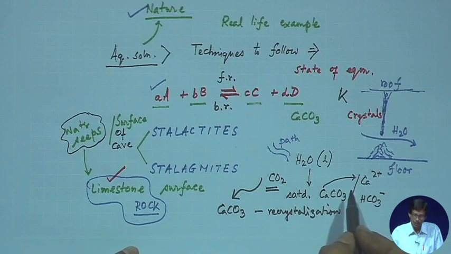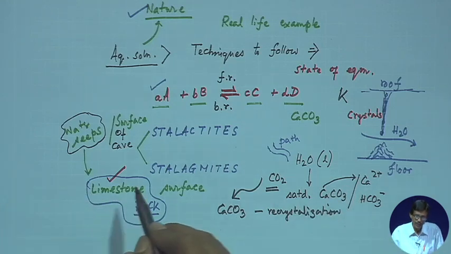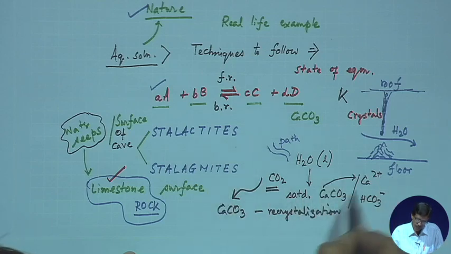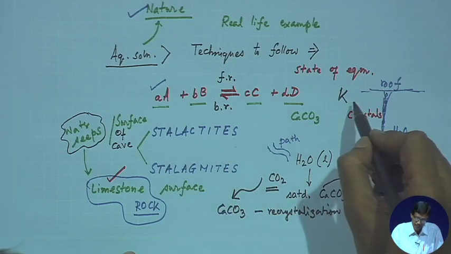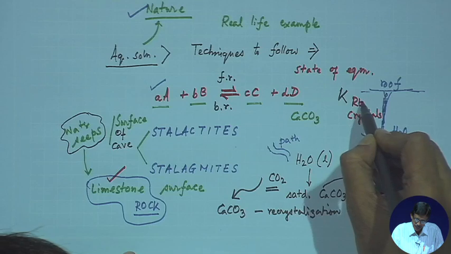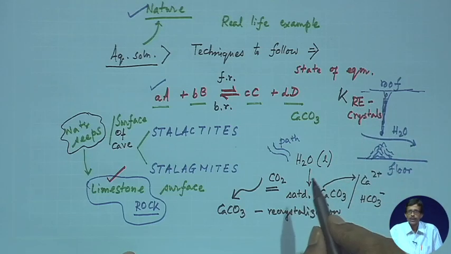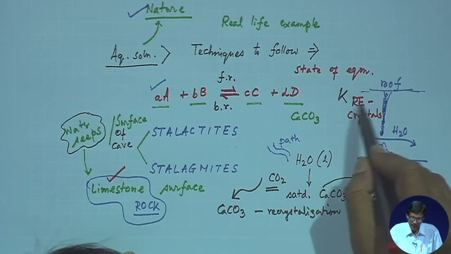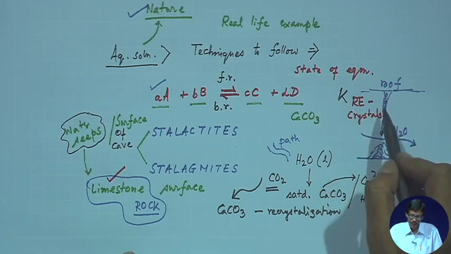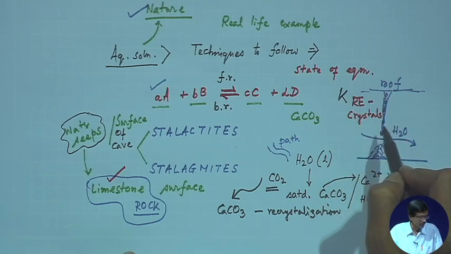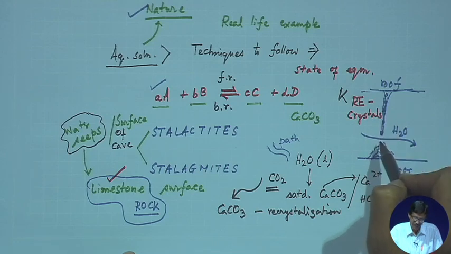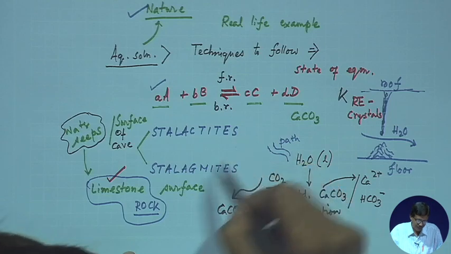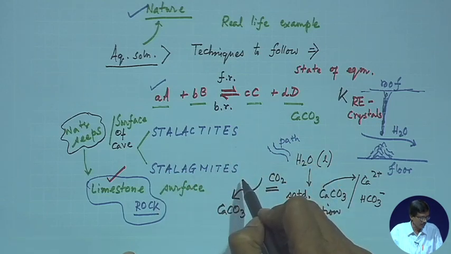Originally we have this limestone rock that we are dissolving, so it is a typical dissolution process. The rock goes through dissolution, and when the CO2 is removed, it goes for recrystallization, which we write as capital RE. The recrystallized forms have different shapes, sizes and structures. One type is stalactites and one type is stalagmites.